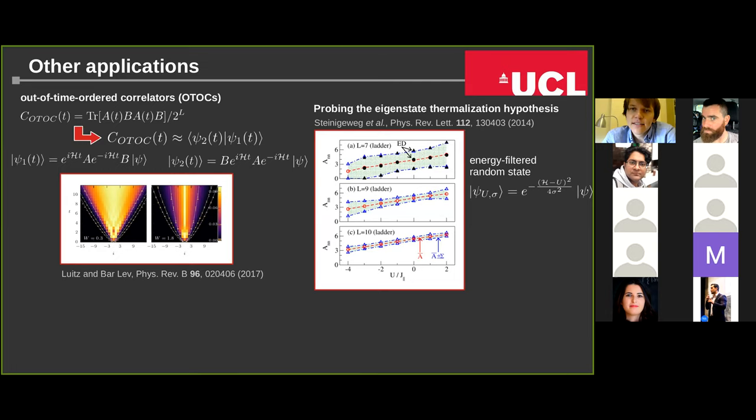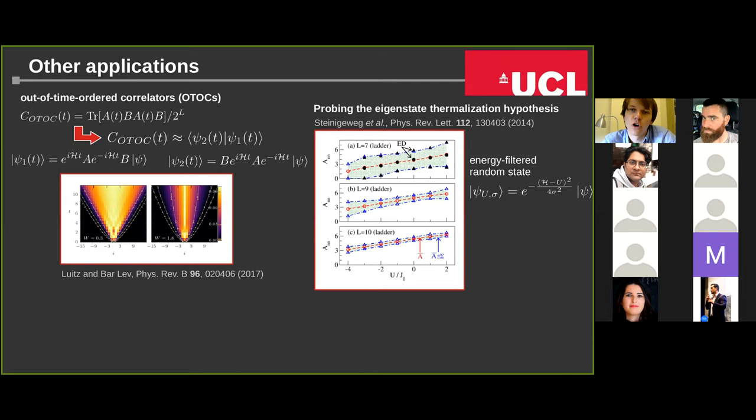Another application is that you can use random states and typicality arguments to probe the validity of the eigenstate thermalization hypothesis. This also shows you that typicality and the ETH are in some sense unrelated to each other. I can't go into too much detail here for reasons of time, but in essence, what the ETH tells you is that if you have some physical operator and you write it in the eigenbasis of your Hamiltonian, then you expect that the diagonal matrix elements form a smooth function of energy.